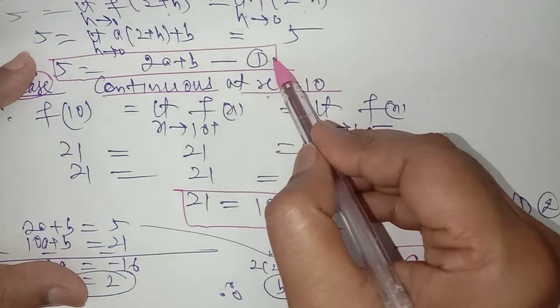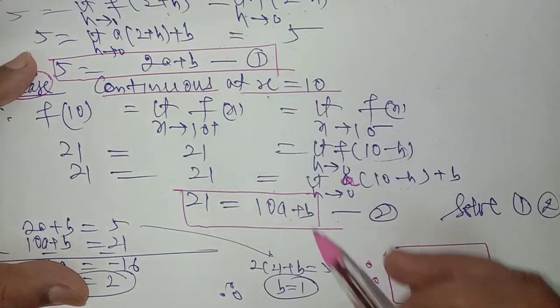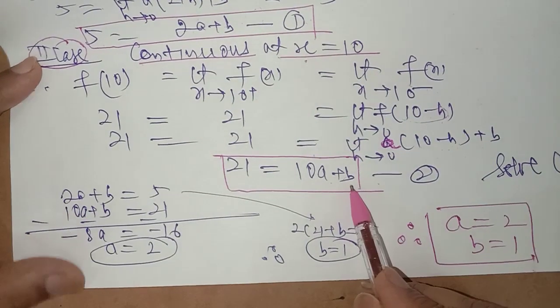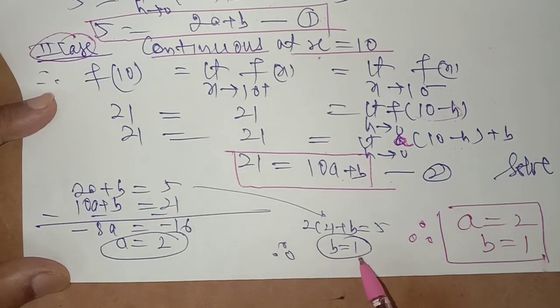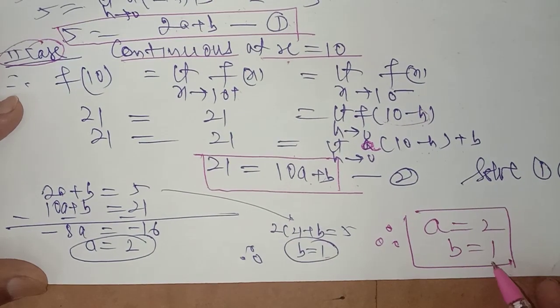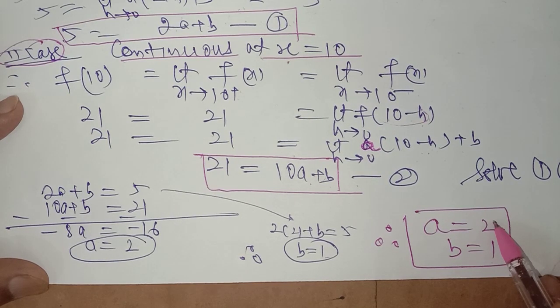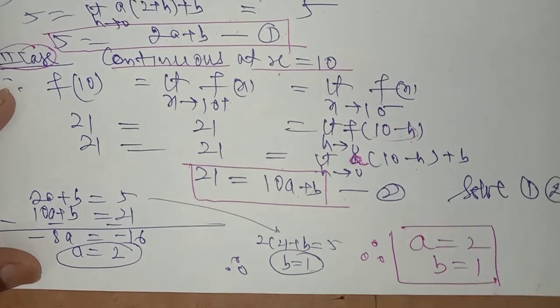This is the first equation. When you solve these two equations simultaneously, we are getting the value of a equal to 2, and b equal to 1. So it is a good question.